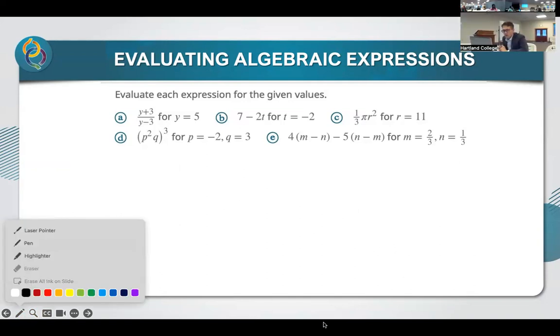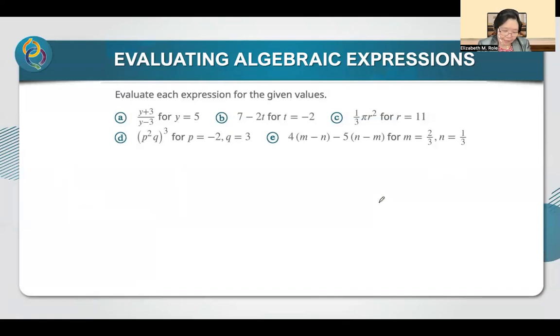What? That number, letter D. P squared Q raised to the third power, where P is -2 and Q is 3. Perhaps let's try to do that together. So we now have P squared Q and we raise it to the third power.